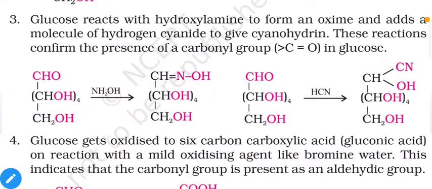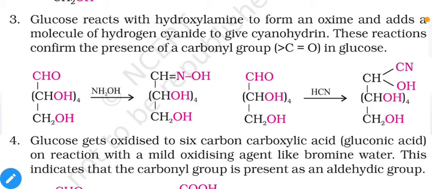Third point, glucose reacts with hydroxylamine to form an oxime and adds a molecule of hydrogen cyanide to give cyanohydrin. This reaction confirms the presence of a carbonyl group, that means a C double bond O group, in the glucose. As the name suggests, it is an aldehyde, so obviously a C double bond O group will be present. Similarly, if it is a ketone, then it also contains a C double bond O group. So how can we confirm it?